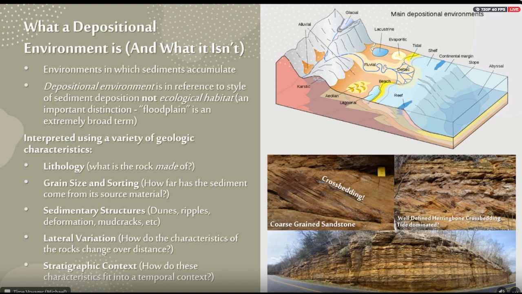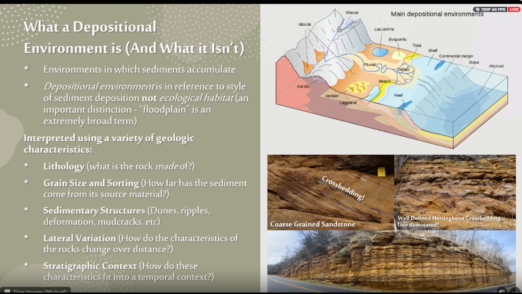And when we interpret depositional environments, how do we know what these are? The way we do that in the geologic record is by looking at a variety of geologic characteristics of rocks. So, for instance, lithology. What is the rock made of? What minerals does it have in it? What grain sizes are the rocks made of? Like if it's sandstone, is it coarse? Is it fine? Is it silty? Is it muddy?